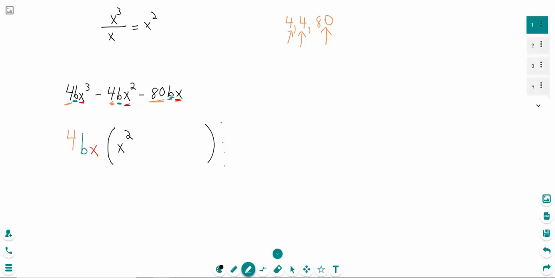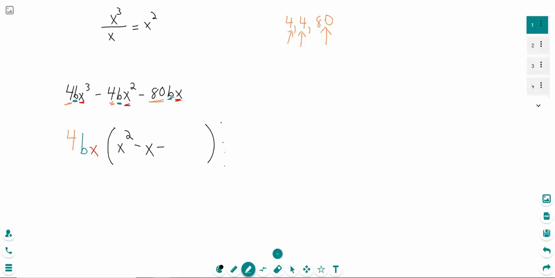Now our second term, we have our negative sign. We're going to leave that in there. The 4 divided by the 4, that's just going to give me a 1. B divided by the b, that's just going to give me the 1. X squared divided by an x, that's just going to give me x. Okay, and that's all I have.